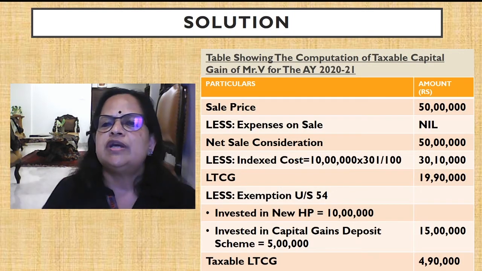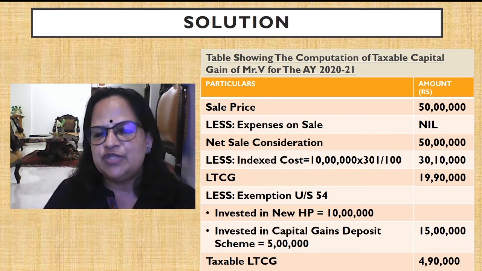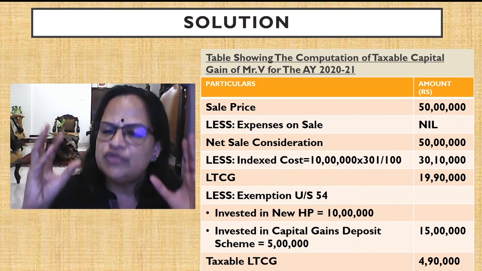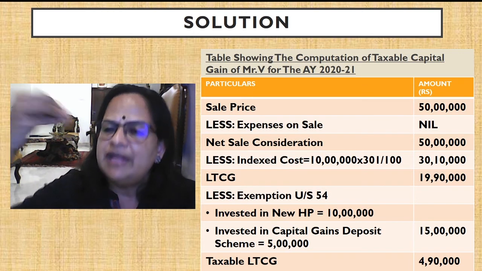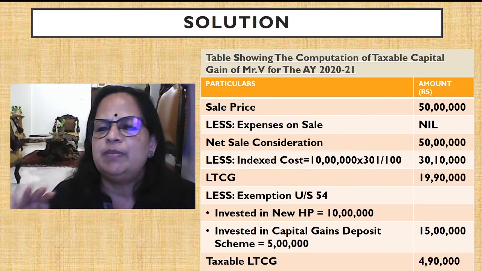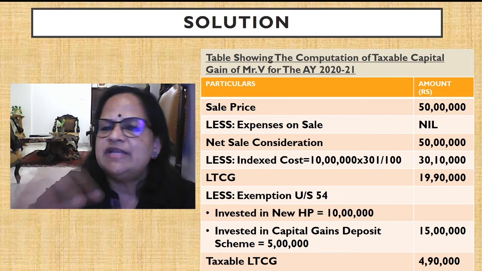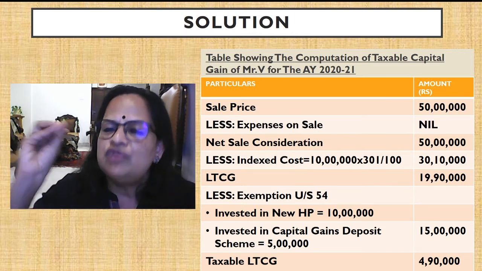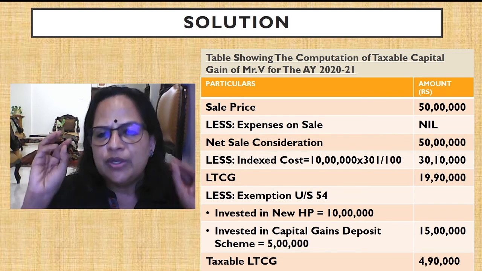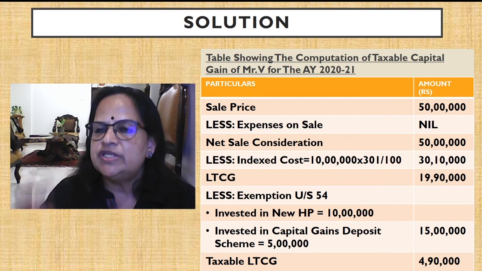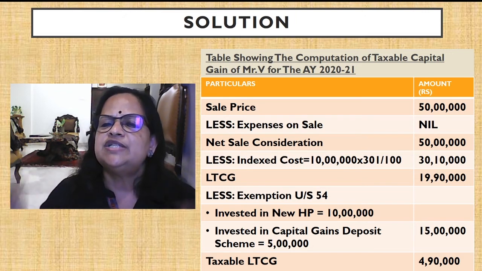Now table showing the computation of taxable capital gain of Mr. V for the assessment year 2021. Now the sale price is 50 lakhs. I told you expenses on sale. Some problems it will be there. Whether it is there or not, you have to include in the statement. Because at the initial stage, if you are making a mistake, then the final answer will go wrong. You will not get marks for computation, because in the first stage itself, net sale consideration itself will be wrong. So the full answer will be wrong. So always remember that even if it is in the question or not, you include expenses on sale. In this question, it is not there. So net sale consideration is 50 lakhs.